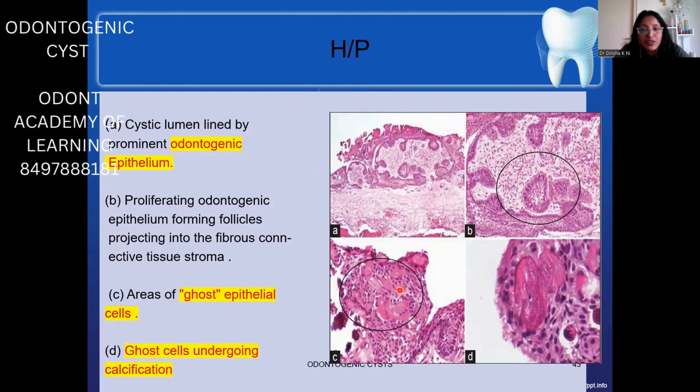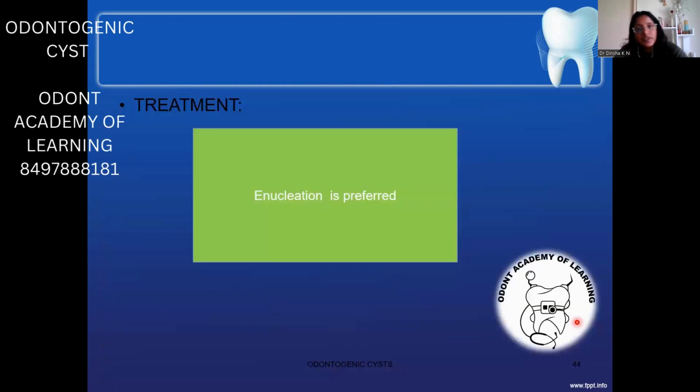These are irregularly placed cells with an irregular outline, eosinophilic, and you don't see a proper nuclear structure. So these kinds of cells, highly eosinophilic, larger in size and with irregular outline, you call a ghost cell. And some of these ghost cells, with time, will undergo calcification also. So you would also see calcifications within the capsule. Treatment again is enucleation of the cyst.